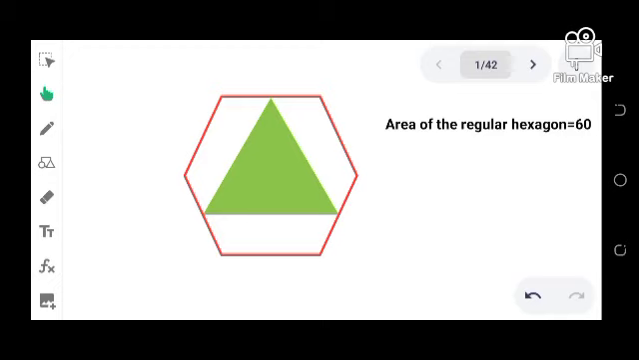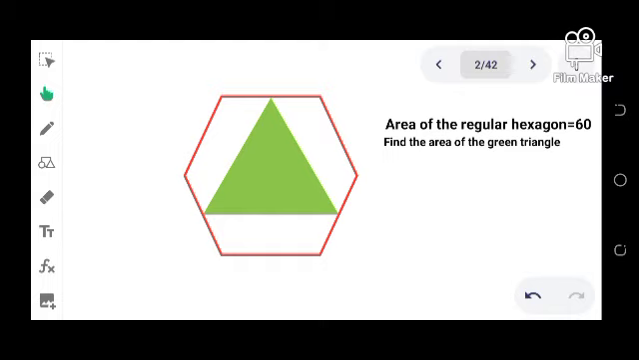Good day, everyone. Let us try to solve this geometry problem. We are given a regular hexagon whose area is 60 units. Inside the hexagon is a green colored triangle. We're going to find the area of the green triangle.